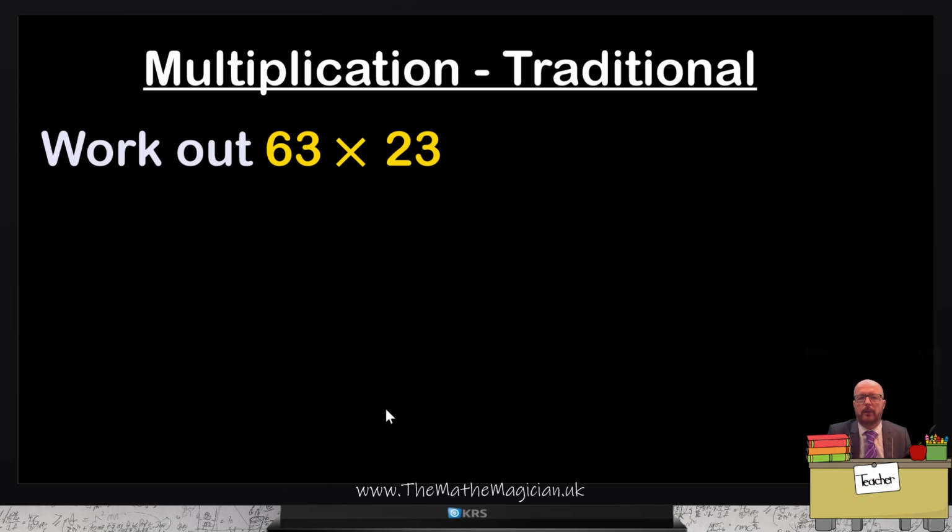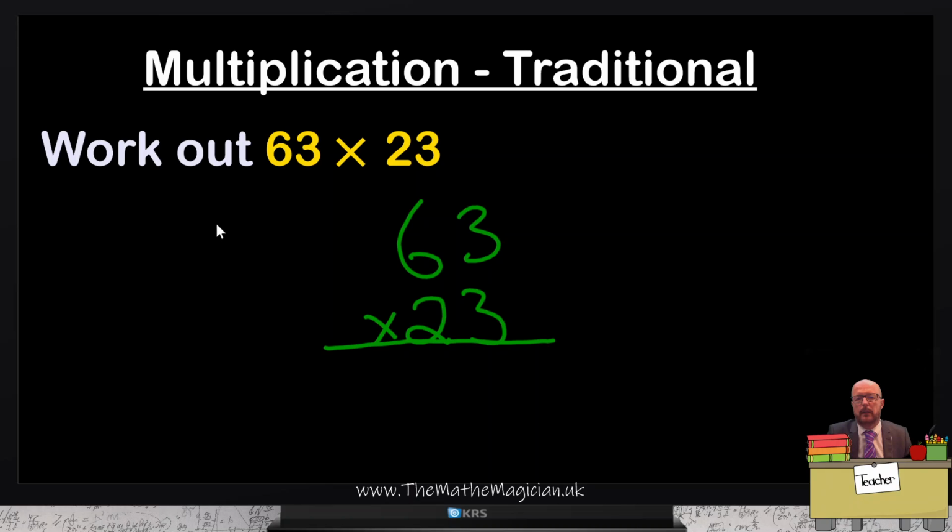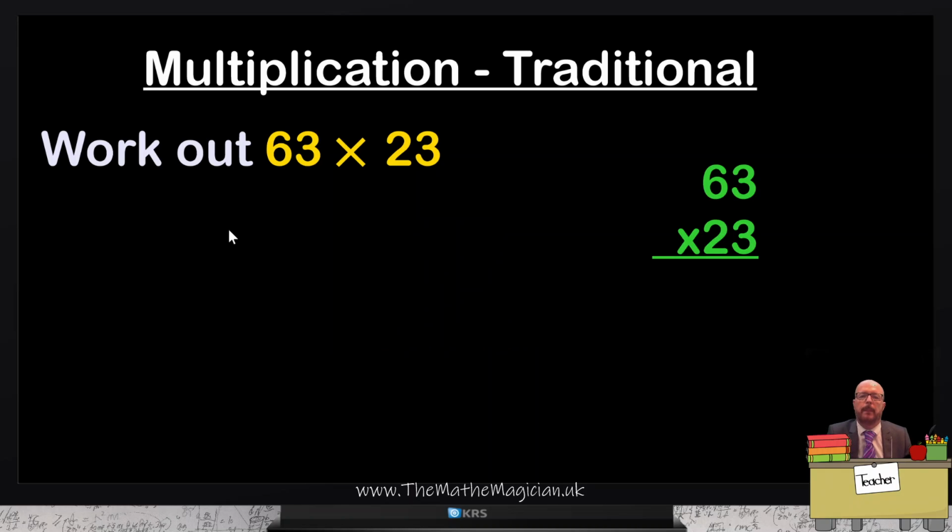So, 63 times 23. What we need to do is line up the 63 and the 23. Put a times sign in so the examiner can see that you know what you're doing, and it'll look neater like that. Okay, then we're going to multiply the units, 3 times 3, so that'll give us 9.